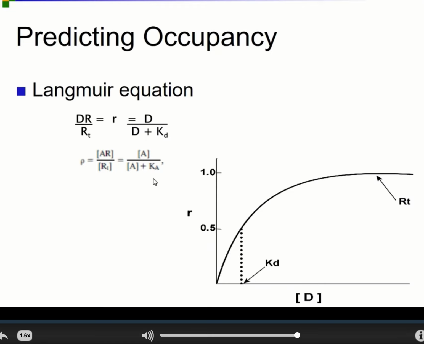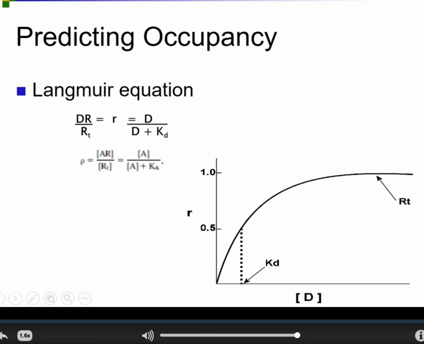You can realize that this is the Langmuir equation. In the Langmuir equation, RT here is the total number of receptors. DR is the drug receptor complex. So if you take the number of drug receptor complexes and divide by the total number of receptors in the system, all you're doing is calculating the fraction of receptors that have drug with them, the part divided by the whole. That's all this is. So it's a complex divided by the total number of receptors gives us lowercase r. And this lowercase r is going to be occupancy.